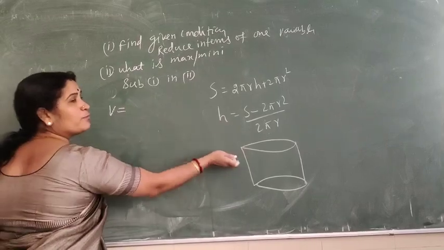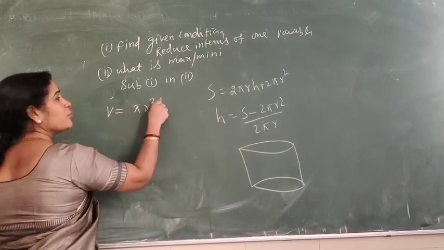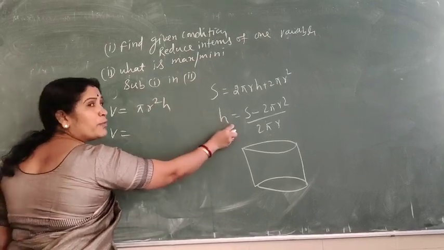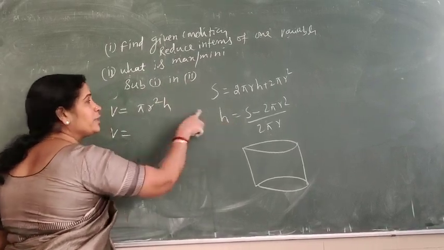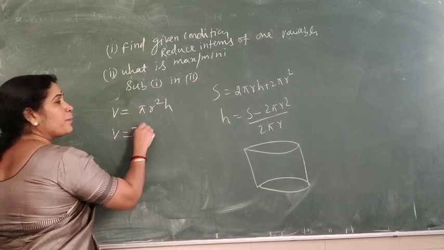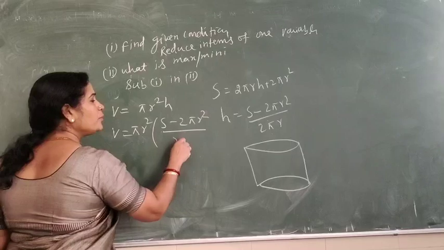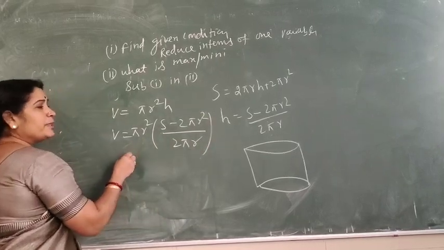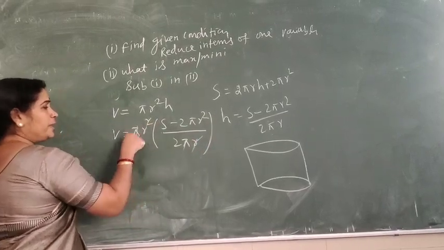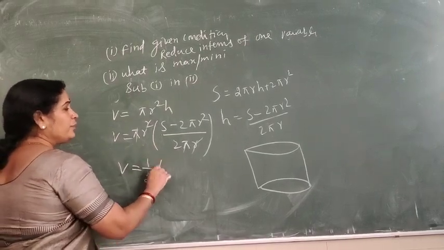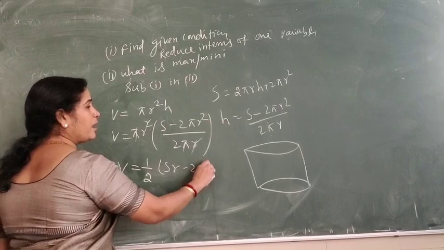What is the volume of a cylinder? Pi r square h. Now you have to substitute 1 and 2, whatever you have reduced in terms of one variable, substitute here. So that is pi r square into (s minus 2 pi r square), the whole upon 2 pi r. Now simplify this one. r will be cancelled, pi will be cancelled. So v equal to what do we get? 1 upon 2 into (s r minus 2 pi r cube).